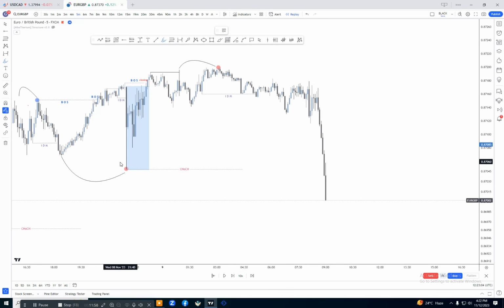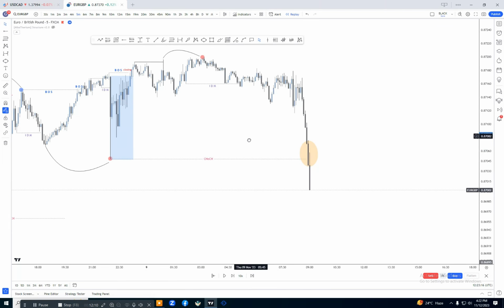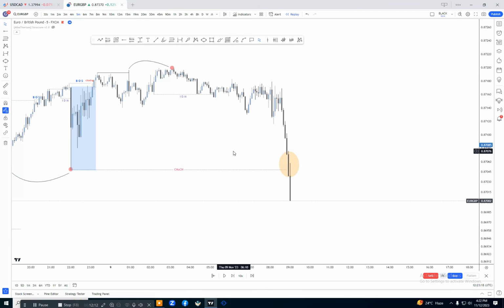This was our confirmed low, and after the closing of this candle, after that confirmation, our change of character is confirmed here. Now we need to find our inducement. Where is our inducement? The last pullback will act like an inducement.